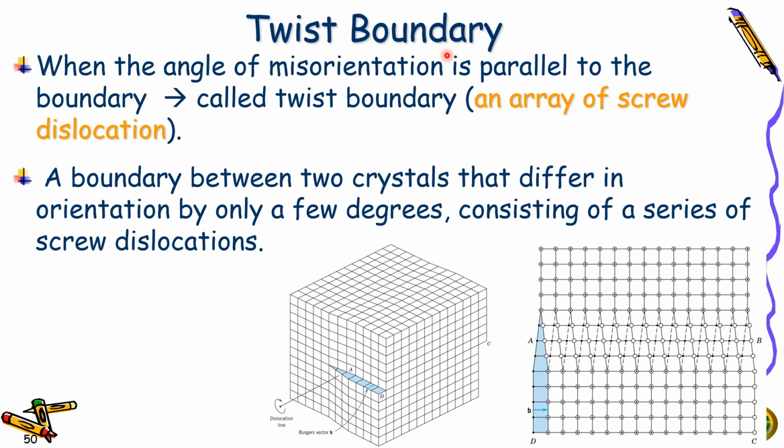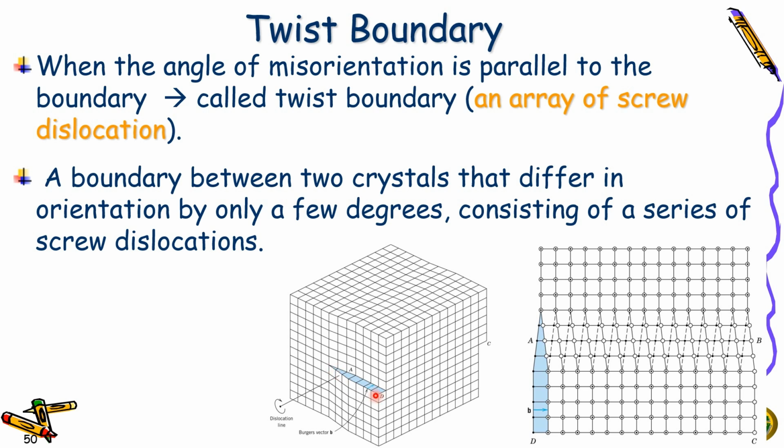How about twist boundaries? A twist boundary is the array of screw dislocations. You remember that a screw dislocation is where we split the top layer of atoms and the bottom layer of atoms. So we split by one lattice spacing. And then if we split this layer, and this layer, and this layer, this will be called an array, right? So this is an array of screw dislocations. I'm sorry, I don't have pictures for you, but use your imagination.